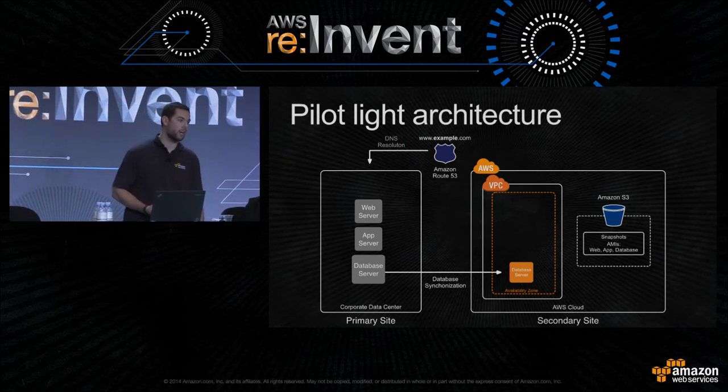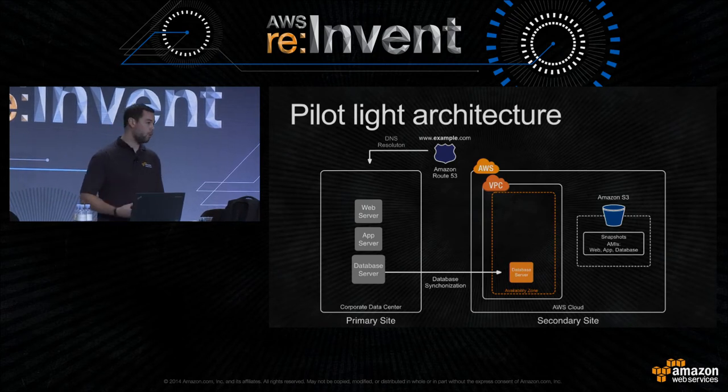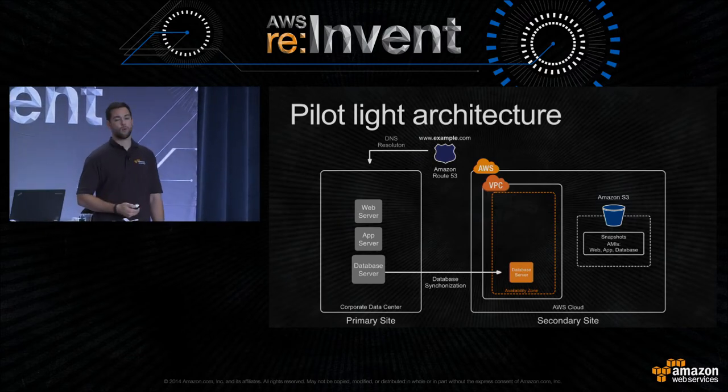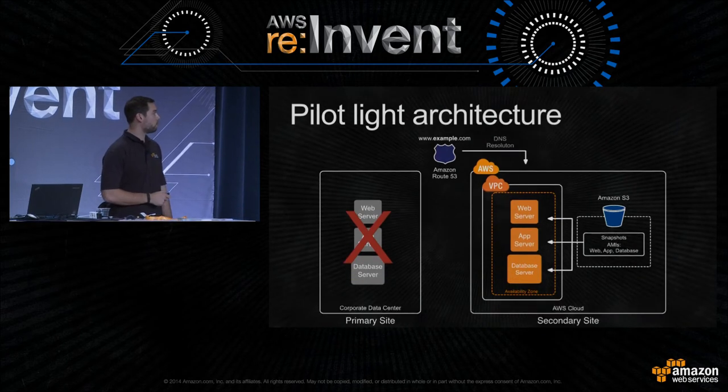How often does data change on an app server? How often does data change on a web server? It shouldn't. It should be an image that you deploy and it's the same image every time. Okay? You shouldn't be storing images on a web server. A web server can disappear. So that's where we take advantage of that with the pilot light architecture.